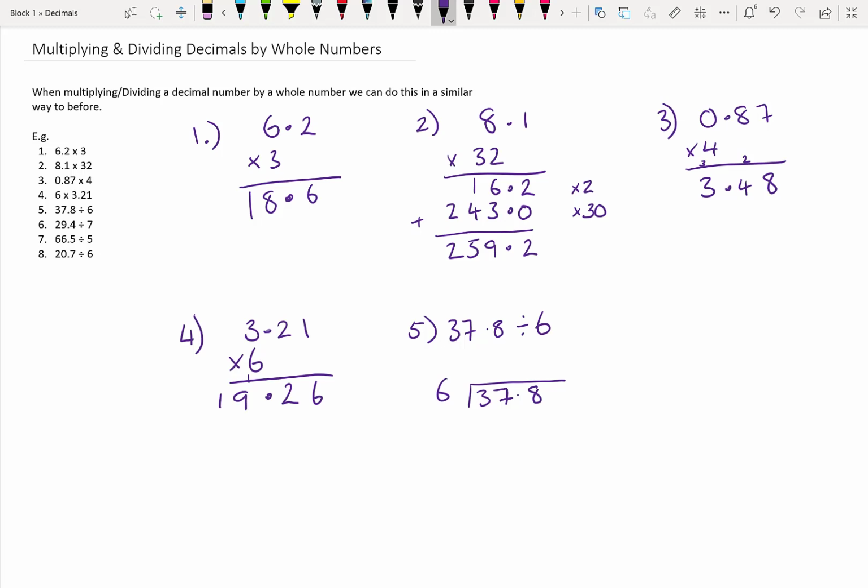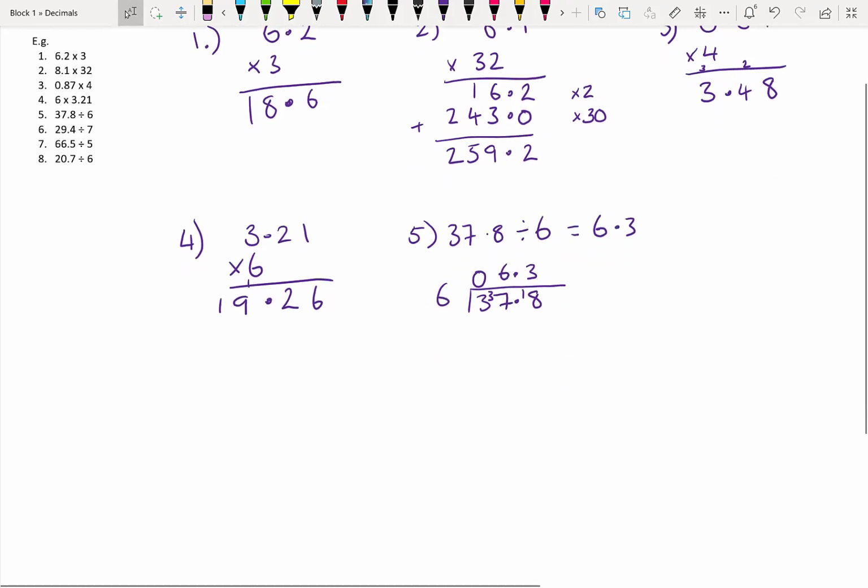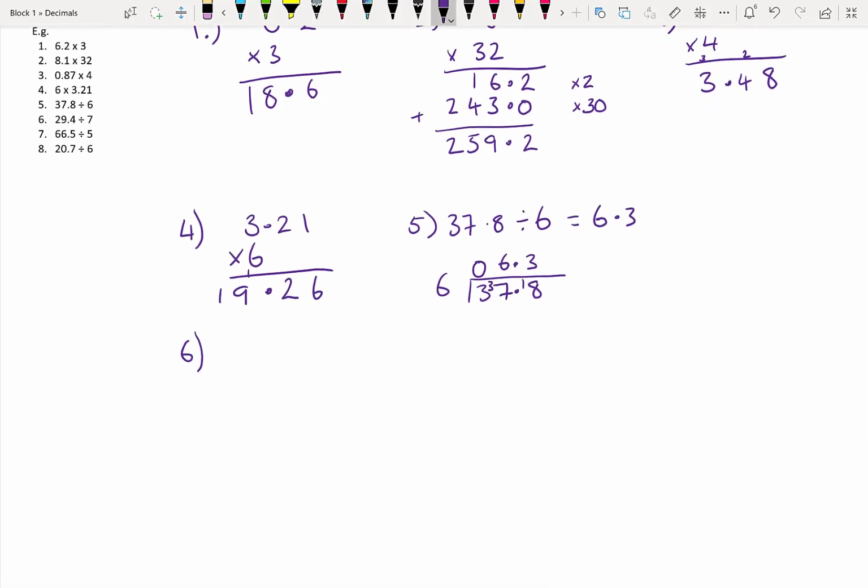So working this time from left to right, we want to see how many 6's go into 3. Well, there are no 6's going into 3, carry that over. How many 6's go into 37? Well, 6 6's are 36, that leaves me 1 spare, so 6, carry 1. And again, the benefit of doing this is that my decimal point just carries up. How many 6's go into 18? 3 of them. So the answer to my sum there is 6.3.